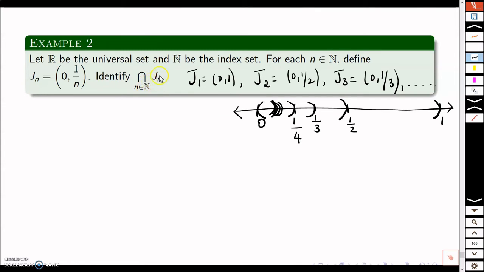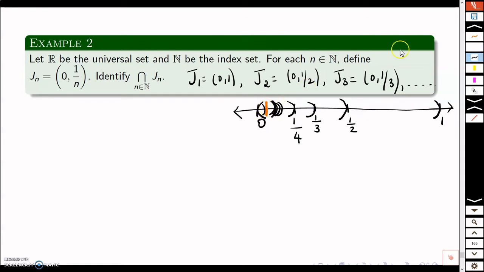So can any point come in this intersection of all the Jn's? If a point is coming in the intersection of all the Jn's, then it has to be present in all the Jn's. So let's say it is here, if possible. Supposing this is the point which is there in the intersection of all the Jn's, then even before this point which I've marked in red, I will have natural numbers such that 0 comma 1 by that natural number will be coming definitely here.